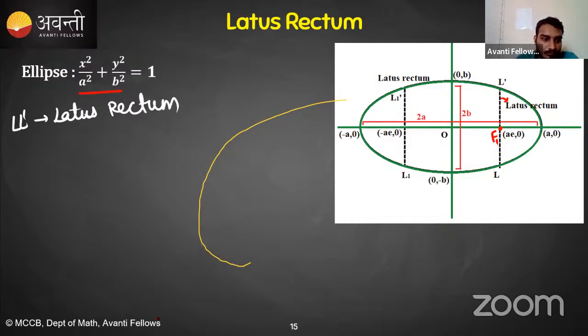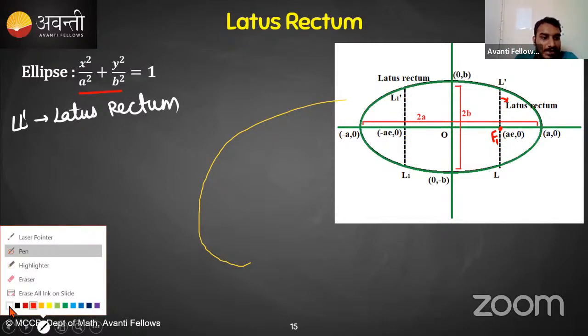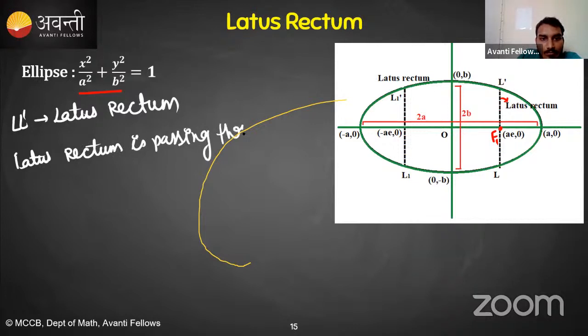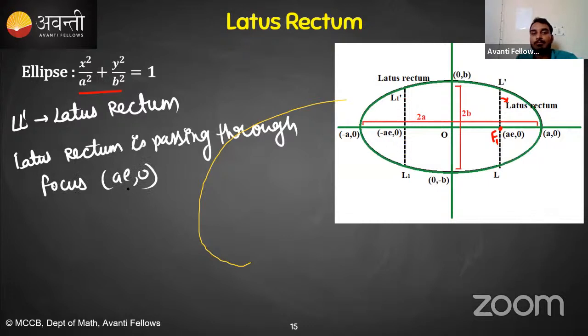Focus is (ae, 0). So how do you find the length of the latus rectum? First of all, the latus rectum is passing through the focus (ae, 0). So it means put (ae, 0) in the ellipse equation. So what will you get? Because I need the coordinates of L and L dash.